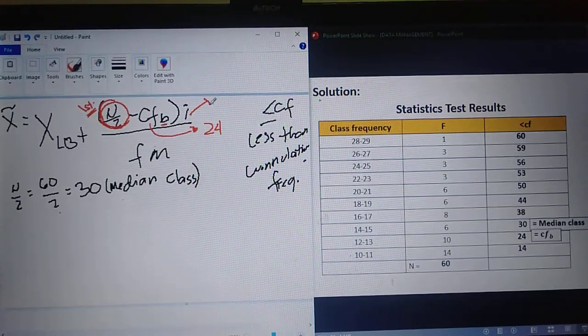Next, class interval. Ang class interval ay nakikita sa mga classes. Dito tayo sa classes, sa class frequency. So, ilan yung interval nila? 14 and 15, dalawa. Dalawa ang interval nila. How about the FM? The frequency of the median class. Kapag frequency of the median class, focus ka sa frequency. Ano yung frequency ng median class? This is our median class and then the frequency of our median class is 6.